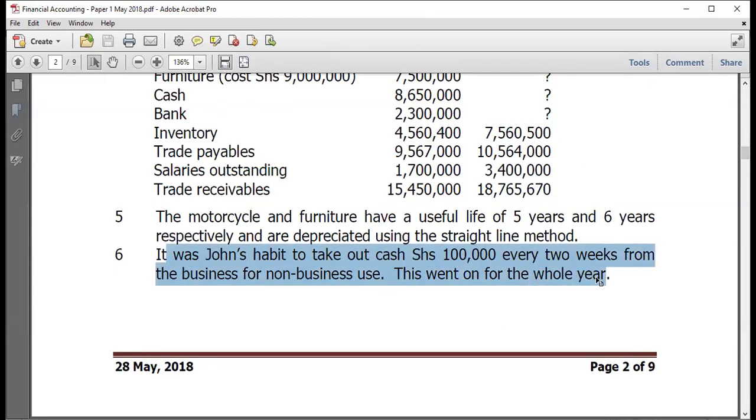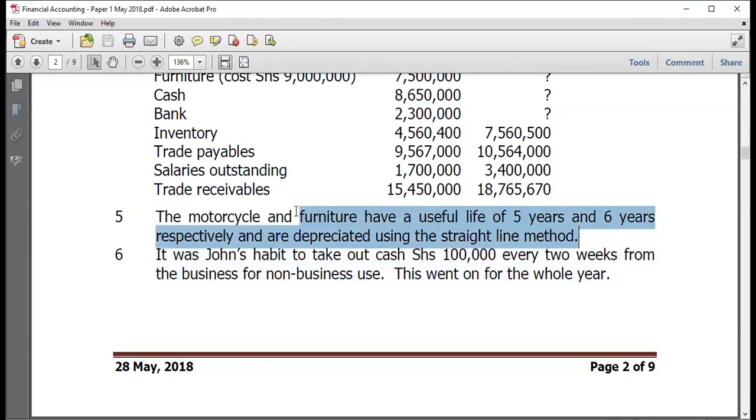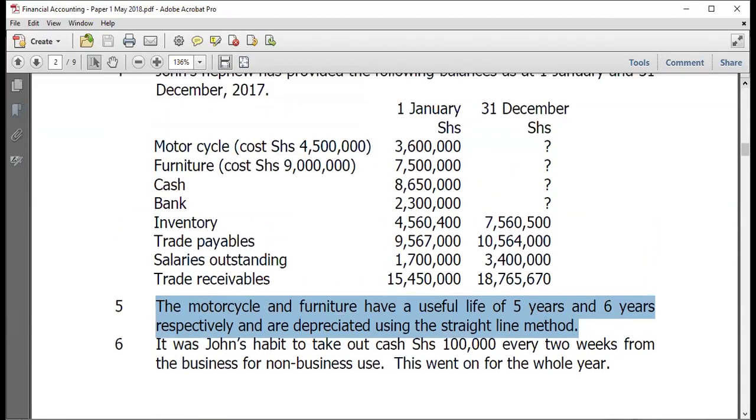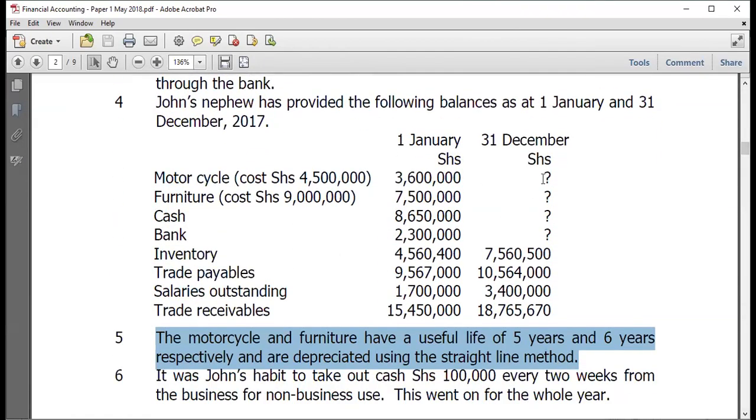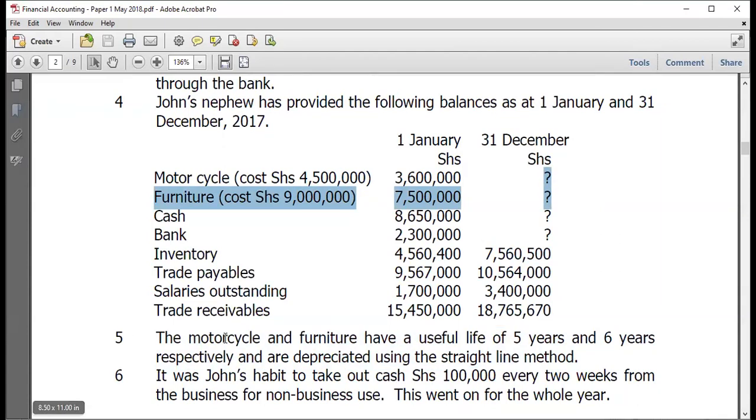Drawings also don't have any big hand in my expenses or P&L. If I had a statement of financial position to draw, then this would be very important for me. So I'll now go ahead to determine the depreciation. As you can see, they say the motorcycle and furniture have a useful life of 5 years and 6 years respectively, and are depreciated on the straight line method, and they gave us the cost value also for furniture. So I'm going to calculate depreciation.